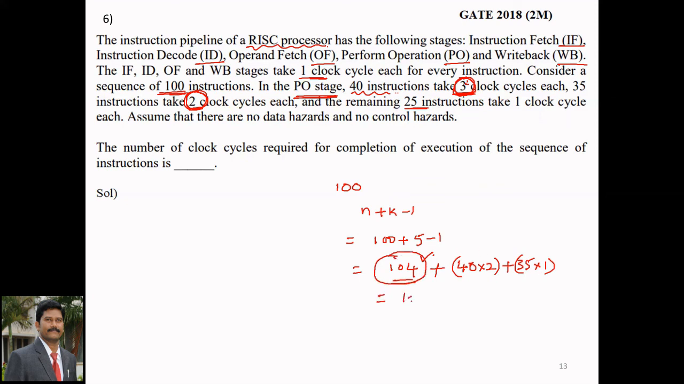This is how much? 104 plus 80 plus 35, how much? 104, 80, 35, this is 9, okay, 8 plus 3 is 11, 219. 219 clock cycles.